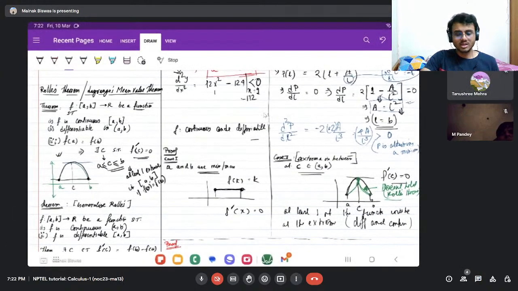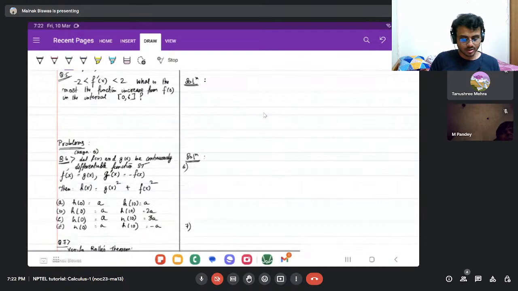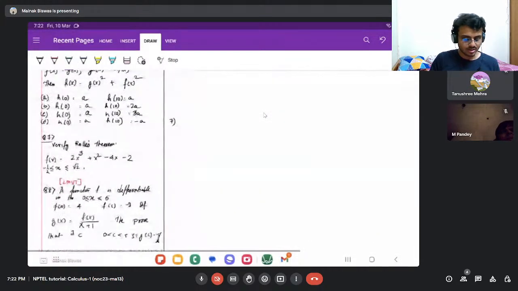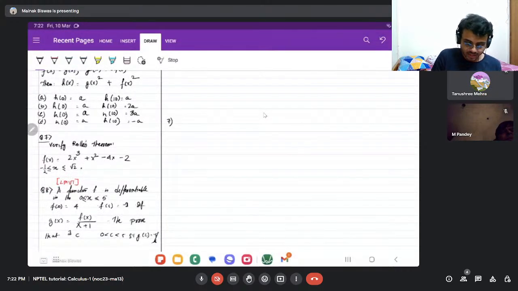Yes, sir. So let's do a problem on Rolle's theorem. This is the problem. Let's verify Rolle's theorem. I would ask you all to verify the same. Verify Rolle's theorem for f of x between minus half and root 2, right? This is the range that is given, a to b. So what is the first thing that you need to verify?